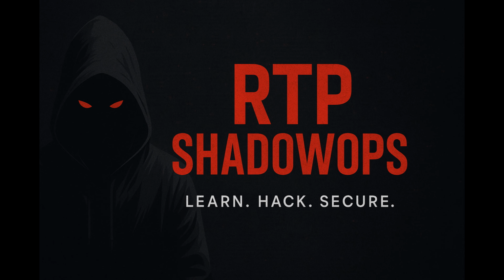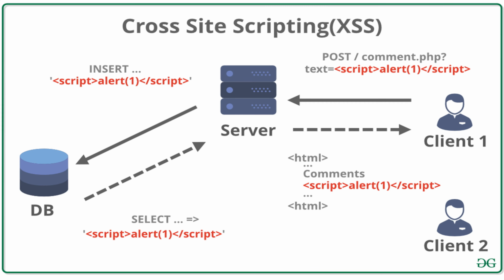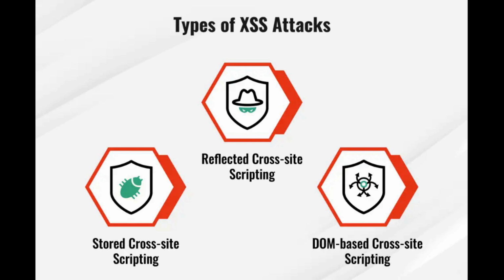Today we are breaking down what XSS really is, how it works, and why developers and security professionals must understand it. Cross-site scripting happens when a web application allows untrusted input to be injected into a web page without proper validation or sanitization. Attackers can insert JavaScript or other script that the victim's browser will run as if it came from the trusted site. There are three main types of XSS: stored XSS, reflected XSS, and DOM-based XSS.